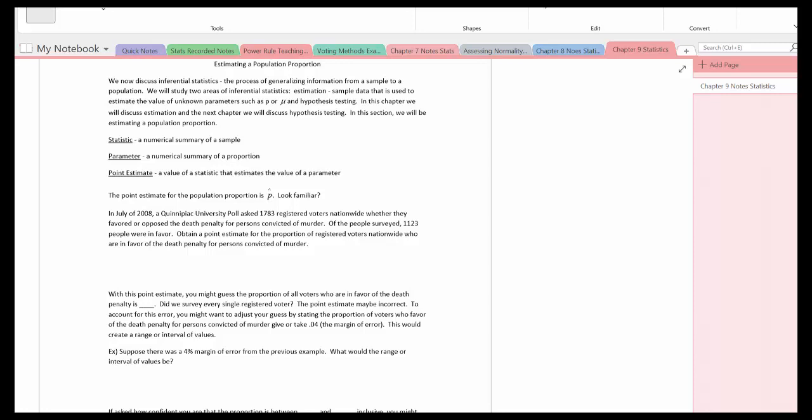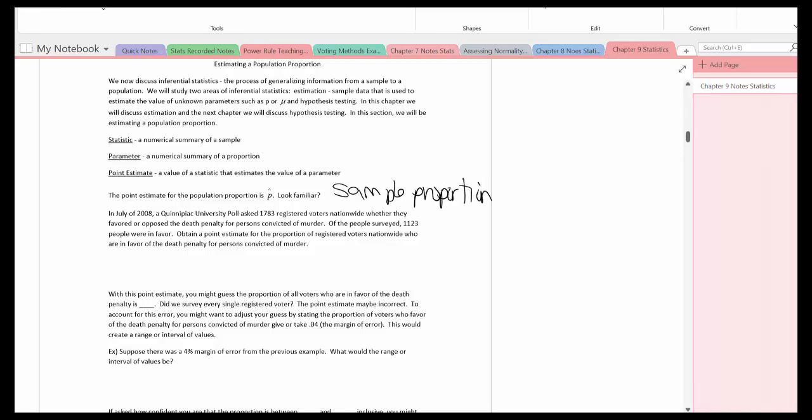So, quick reminder, a statistic is a numerical summary of a sample. A parameter is a numerical summary of a population. The point estimate is a value of a statistic that estimates the value of a parameter. The point estimate for the population proportion is p hat. Now this should look familiar to you. This is what is referred to as the sample proportion.